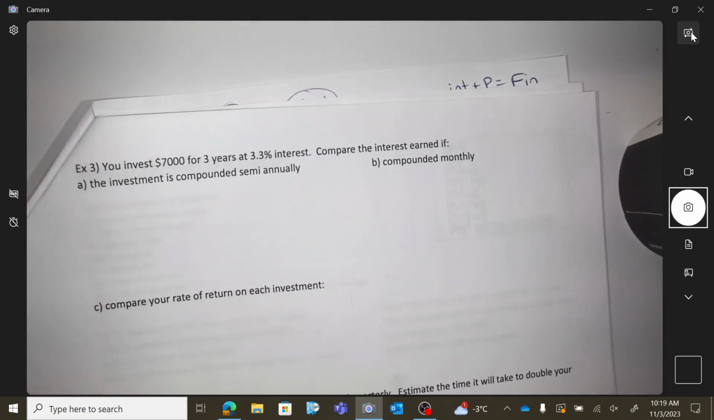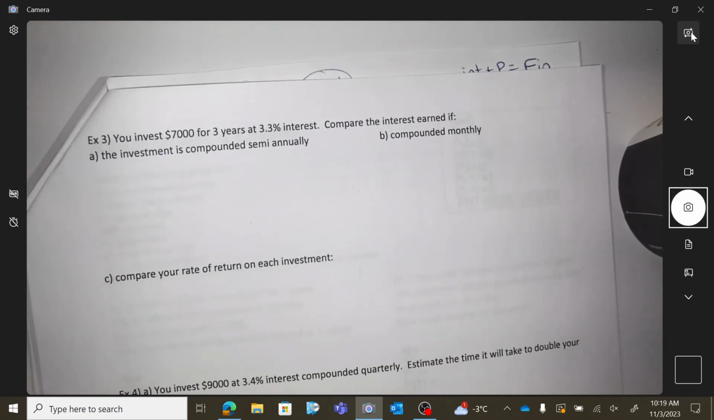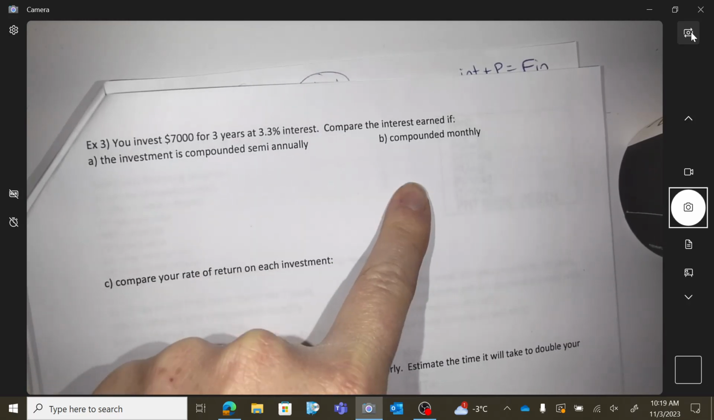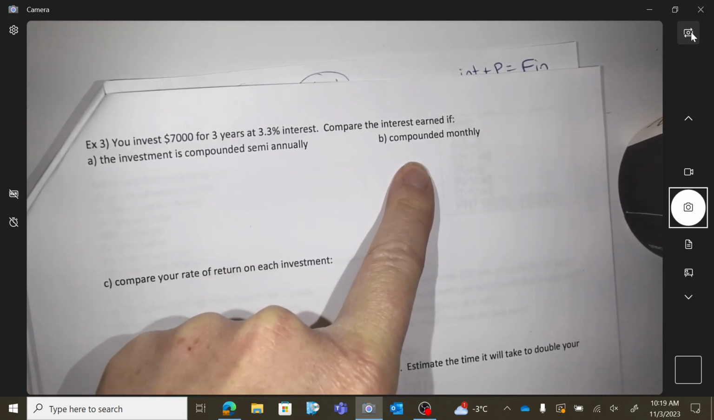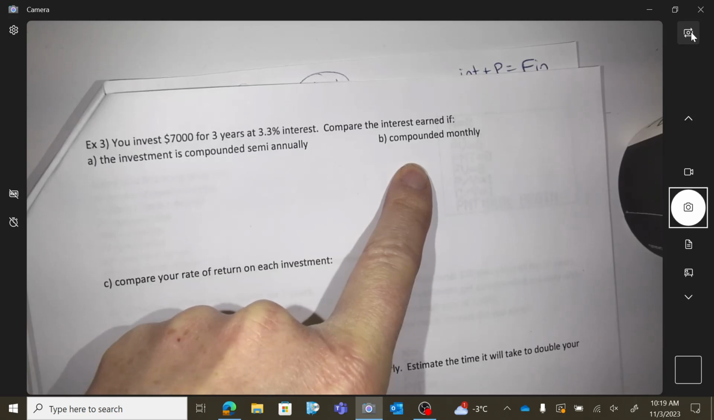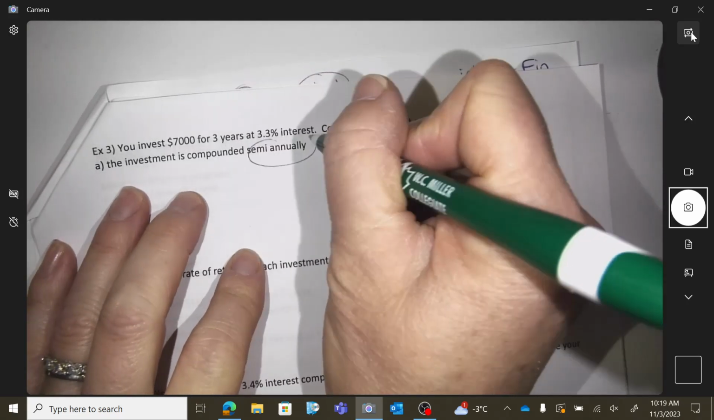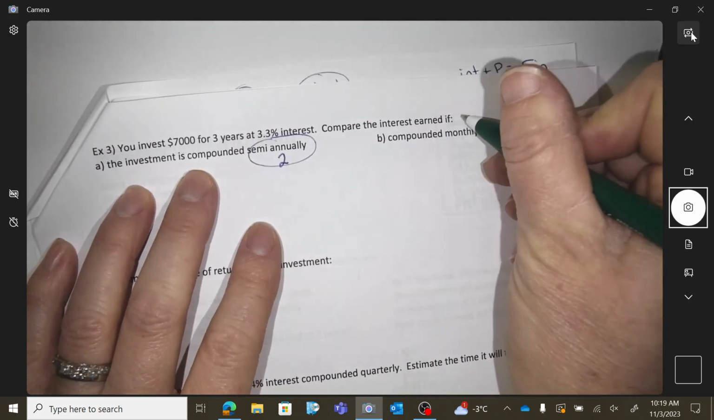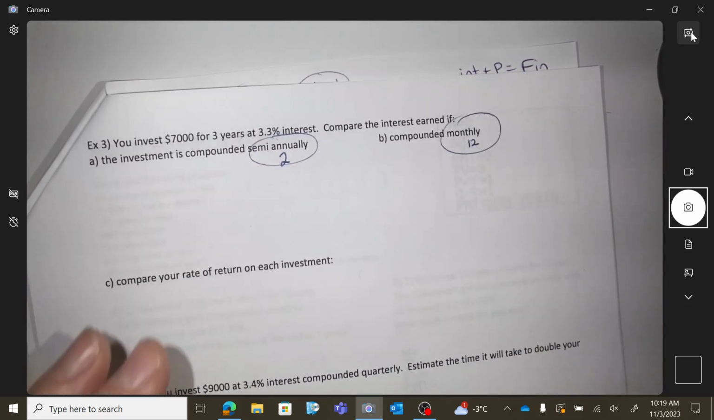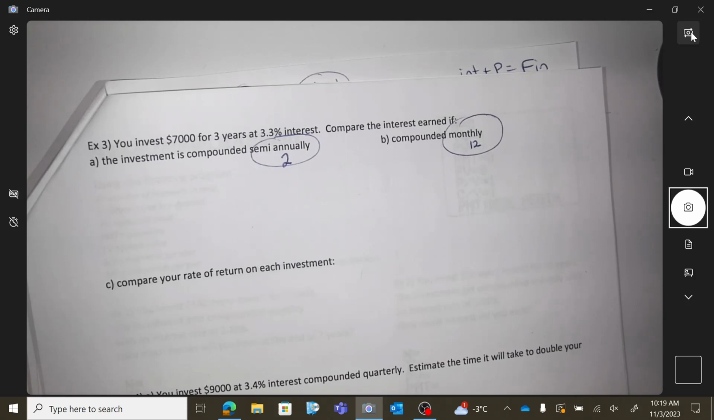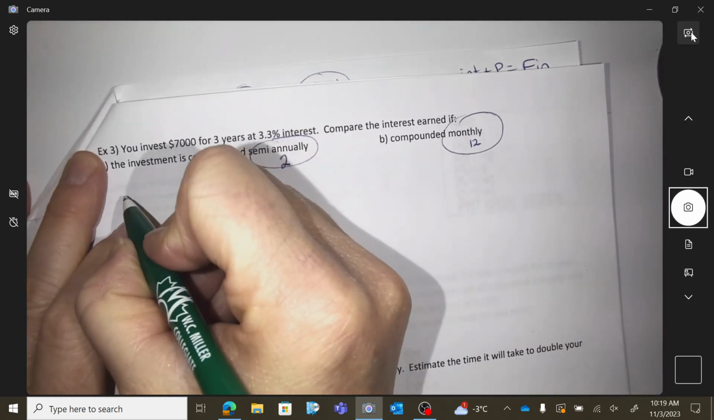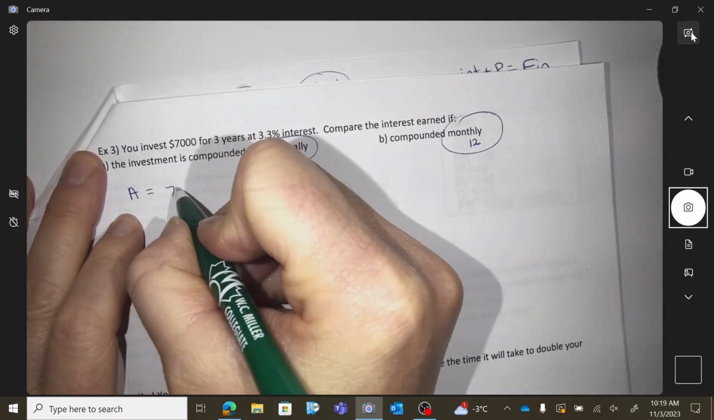Okay, number 3 here. We're going to compare interest if we compound something semi-annually or compound something monthly. Semi-annually, how many times a year do you do something? Twice. Monthly, 12. Okay, so you invest 7,000. So A equals 7,000.